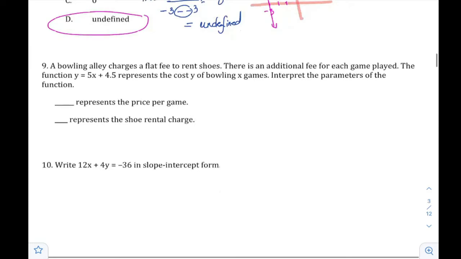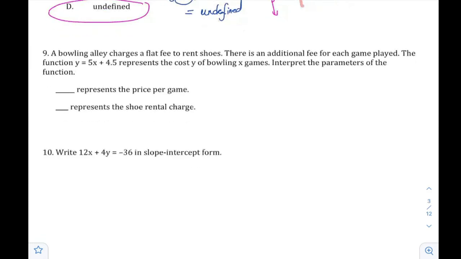Question 9. A bowling alley charges a flat fee to rent shoes. So we have a flat fee. Flat fee means any time, any way you are paying it, even if you don't play any games. This is a fixed charge.